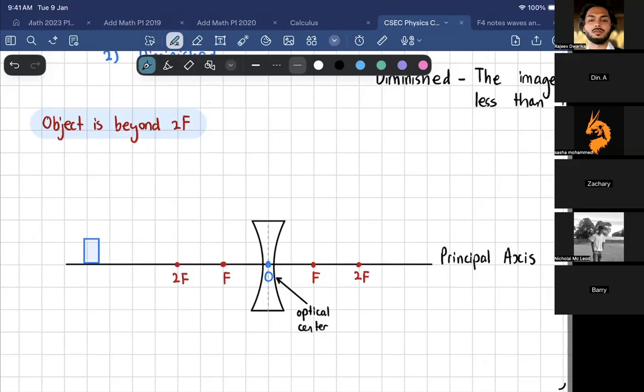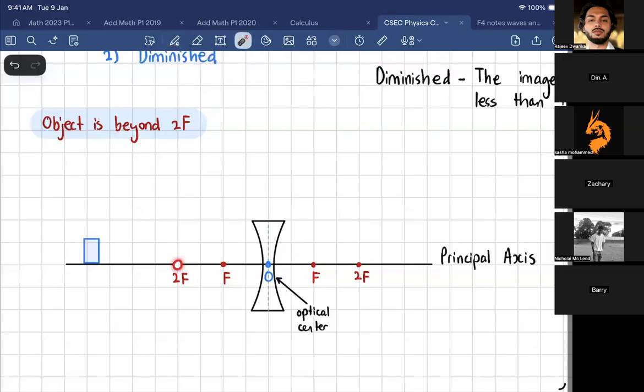Could everybody see that I have an object over there? Yes, sir. Okay. And I place the object beyond 2 times the focal length. So could you all see that that is 2 times the focal length? This point over here. Right. And Sasha, did I place it at 2F or past 2F? Past 2F. Right. So we have an object here.